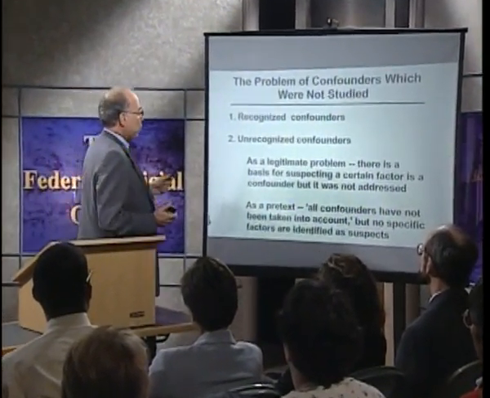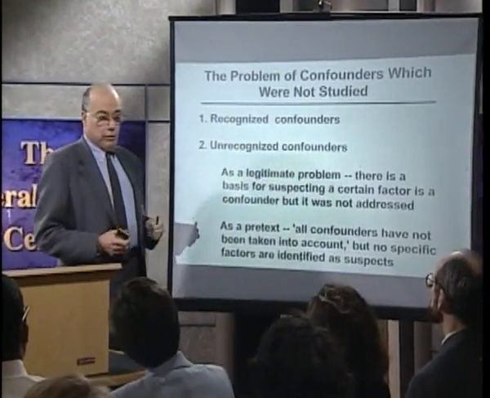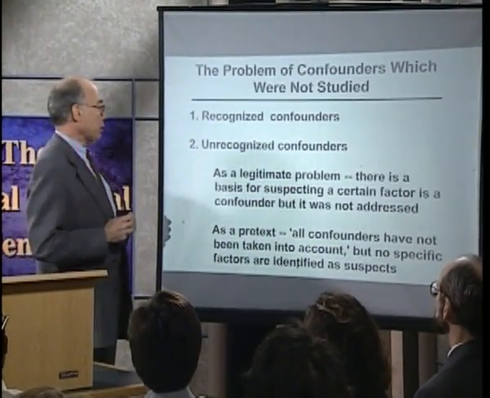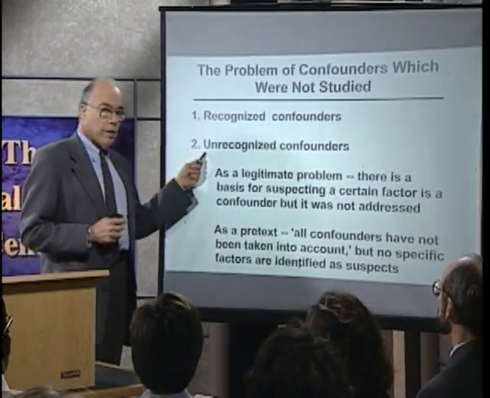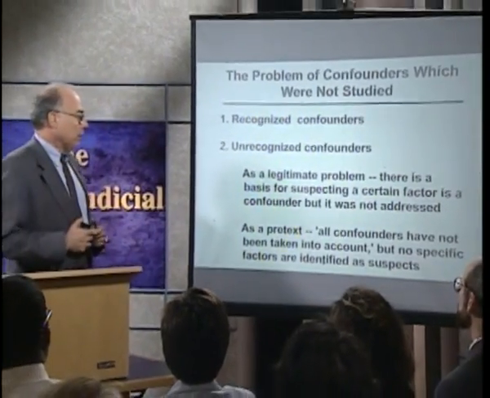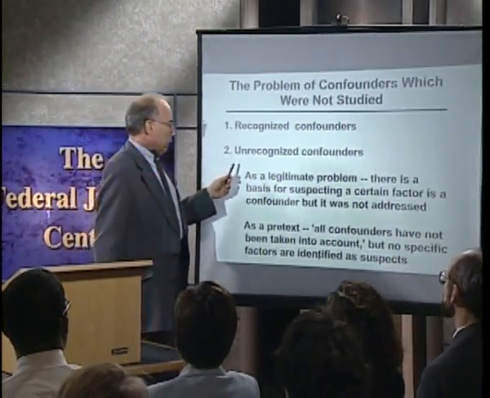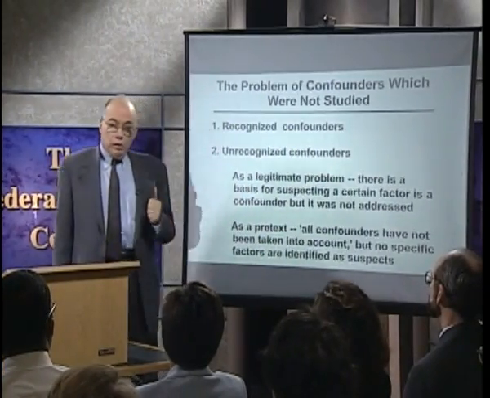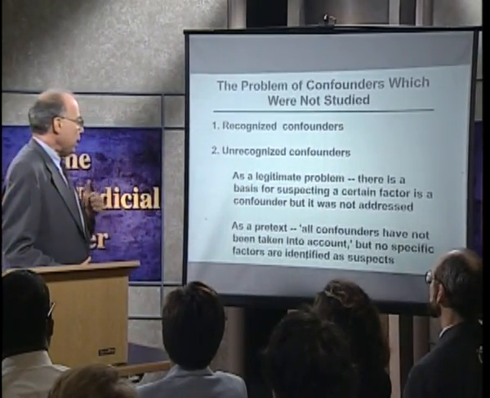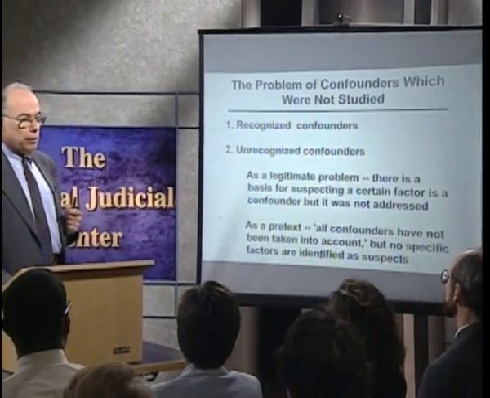What is the problem in the courts? We can have a recognized confounder, such as cigarette smoking in the example I just gave you, or we can have unrecognized confounders. We can have it as a legitimate problem. That is, there can be a potential confounder, a factor that we know may be a confounder, but it was not studied in the research that's being reported and presented as evidence. And that would be a deficiency in the study.